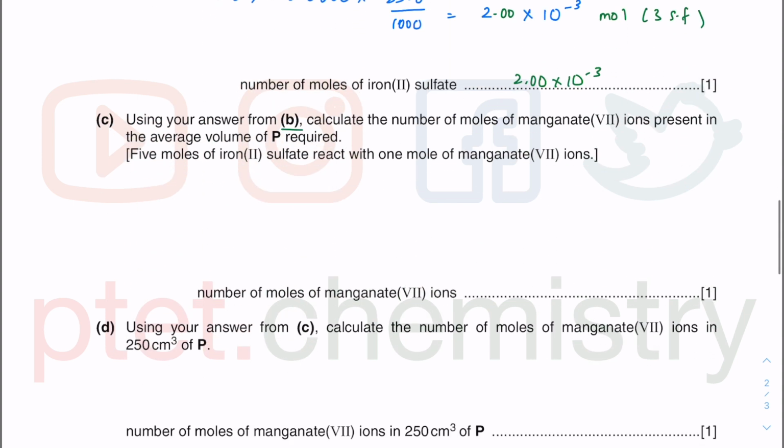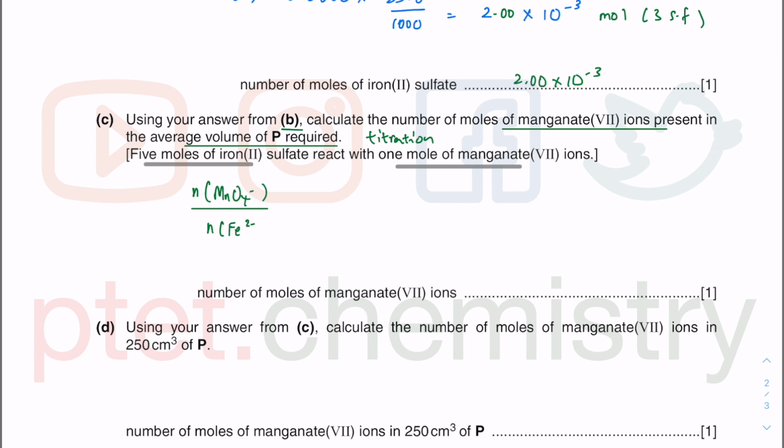Using your answer from B, calculate the moles of MnO4⁻ present in the average volume of P required. In your titration, how much of the volume from P actually reacted with the iron 2 sulfate. But then we were also told about mole ratio. So we are not really doing theory. We are doing our calculations based on the information given. So P is the manganate. So MnO4⁻ in the titration is to the moles of the iron 2 plus. Our information is 1 mole of MnO4⁻ is to 5 moles of iron 2 sulfate. This is how I always like to set up my mole ratio from the balanced equation from the information given.